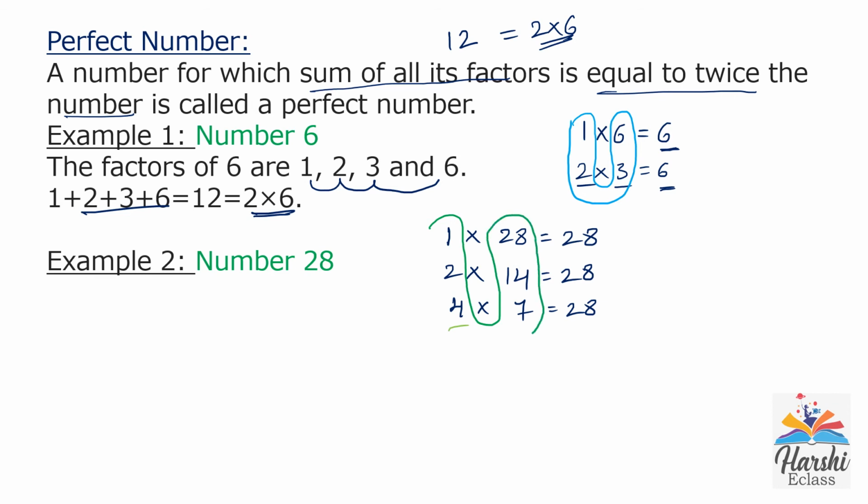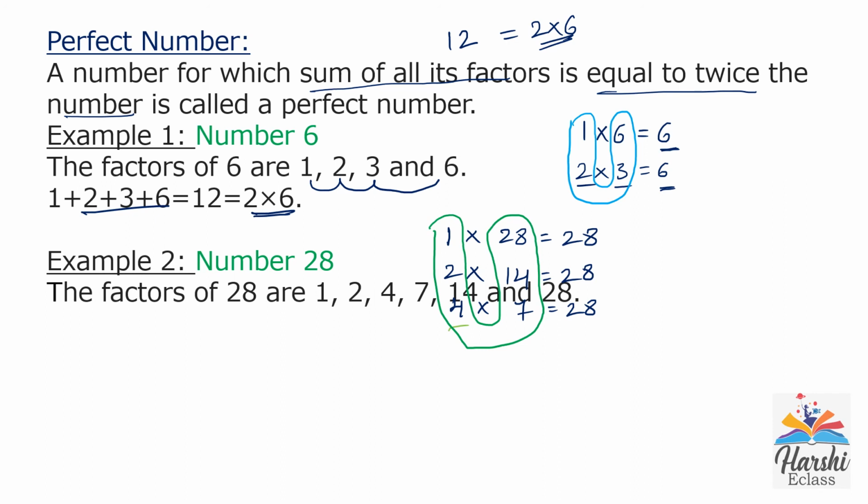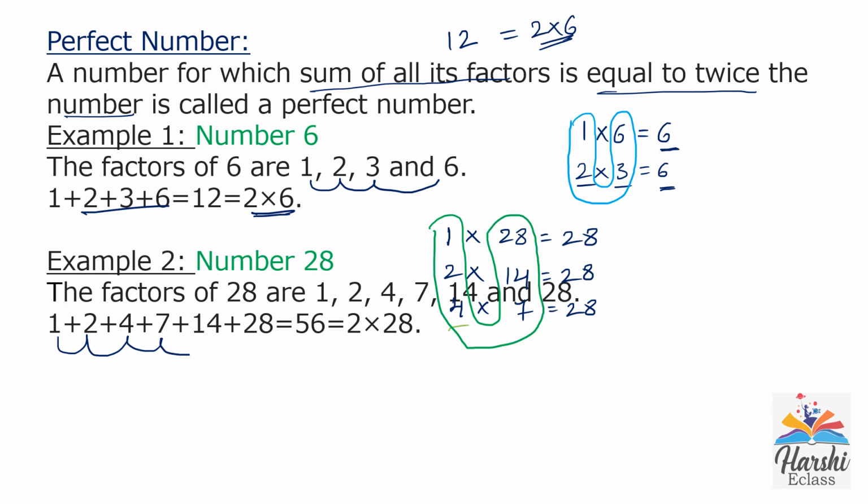Here the factors of 28 are 1, 2, 4, 7, 14 and 28. Sum of these factors: 1 plus 2 is 3, 3 plus 4 is 7, 7 plus 7 is 14, 14 plus 14 is 28, 28 plus 28 is equal to 56. Sum of these factors is 56. Now, twice the number: two 28s are 56. So here, the sum of all its factors is equal to twice the number. That means 28 is also a perfect number. 6 and 28 both are perfect numbers.